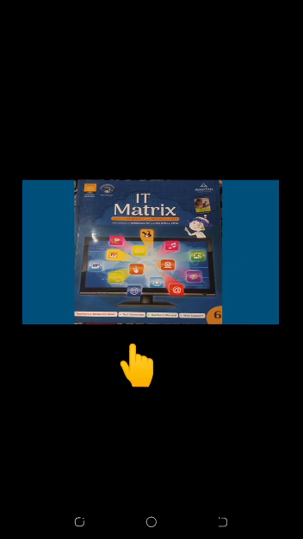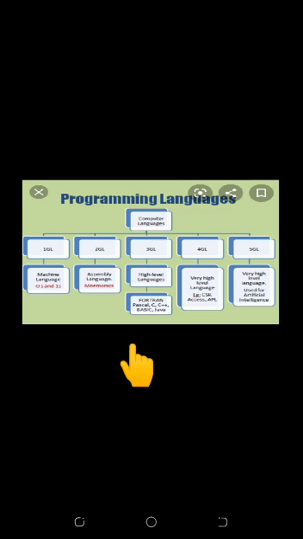Open your computer book, page number 9. In the previous video, I have explained there are 5 generation languages and I have told you about first generation language and second generation language. Now I will tell you in this video about third generation language, fourth generation language and fifth generation language.